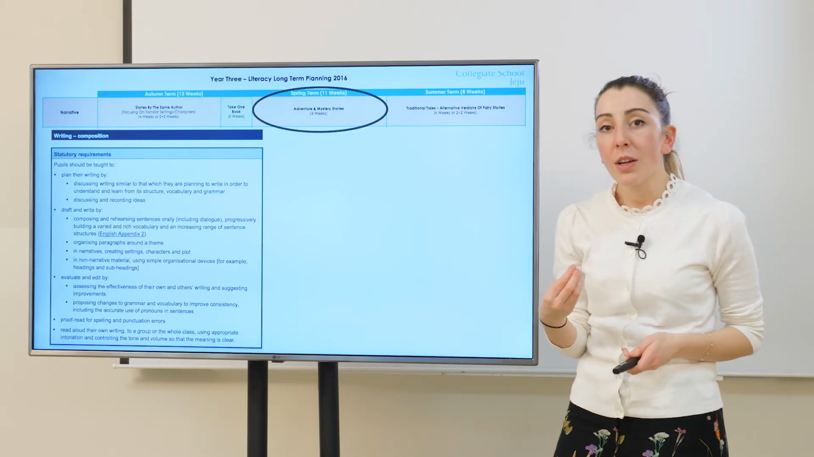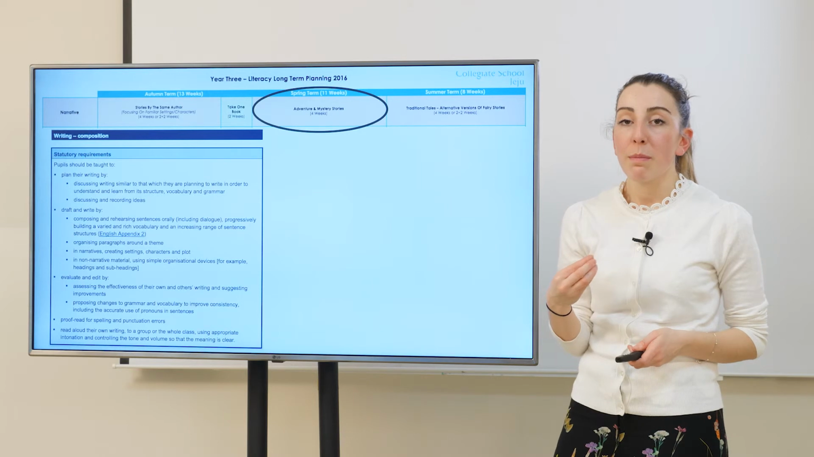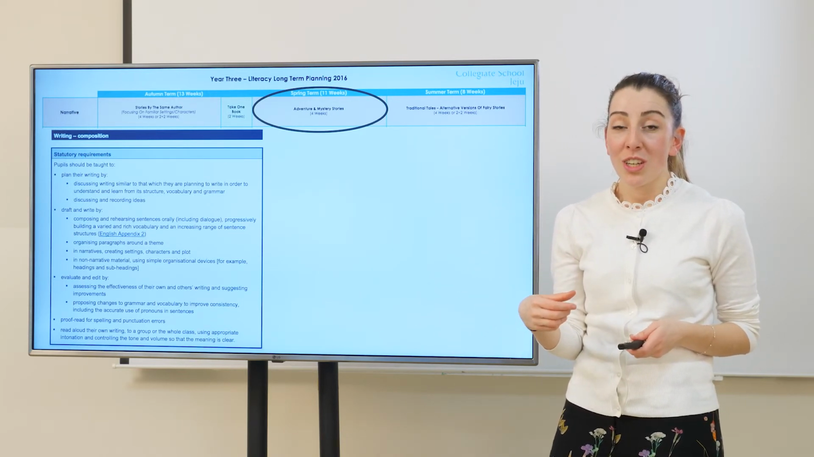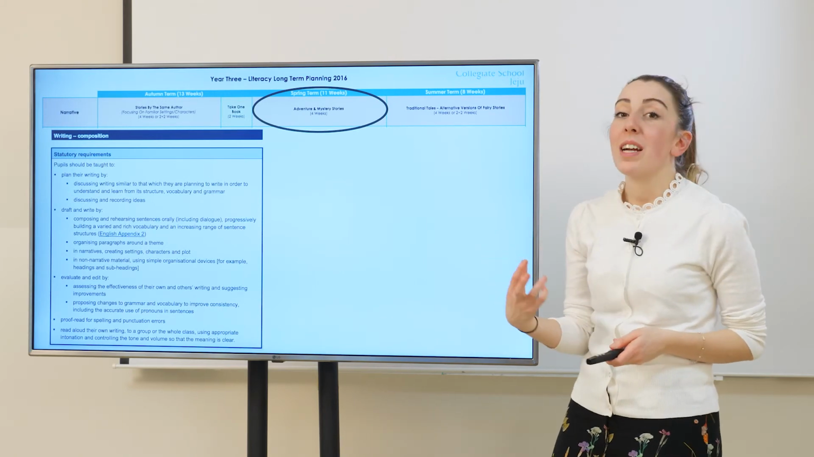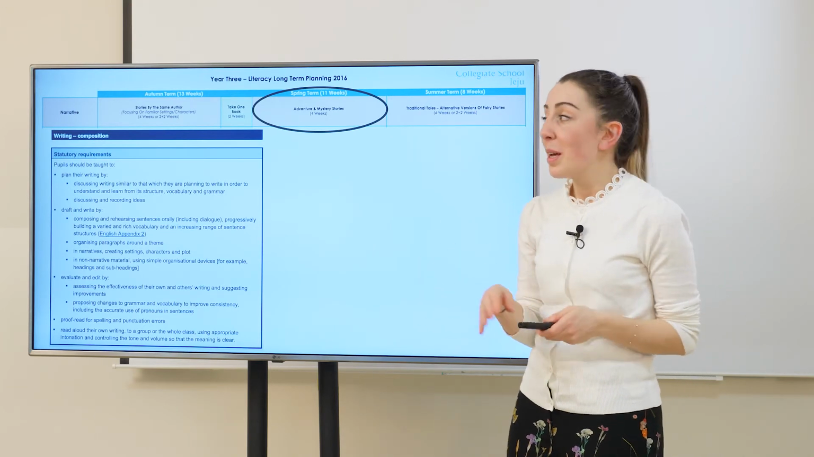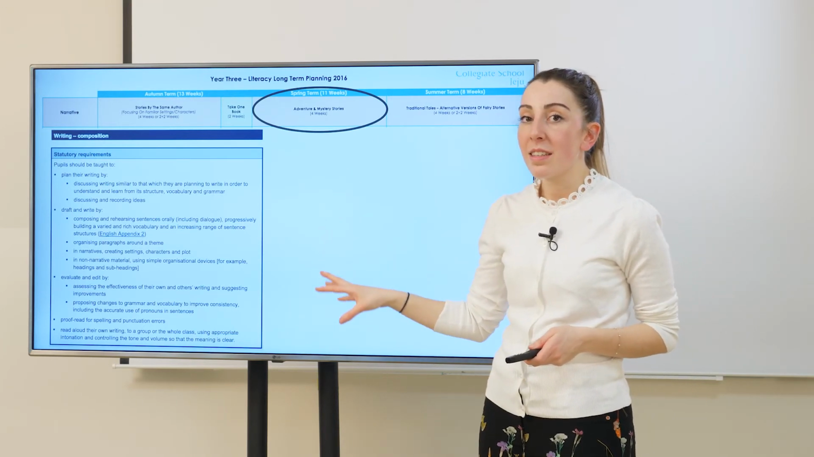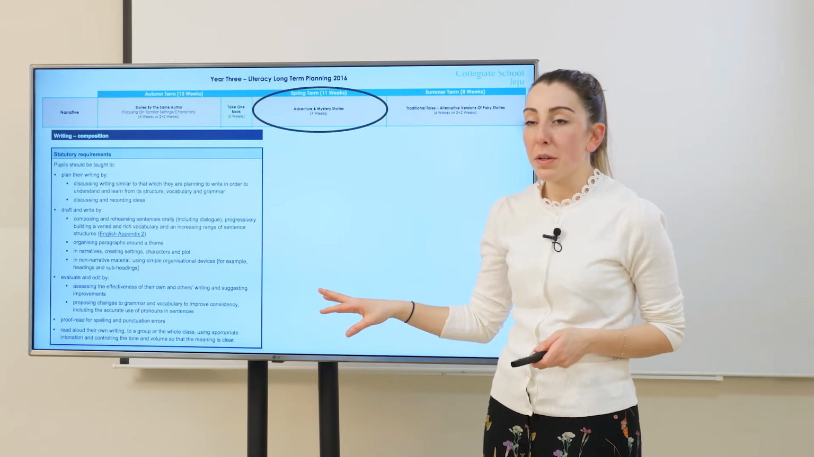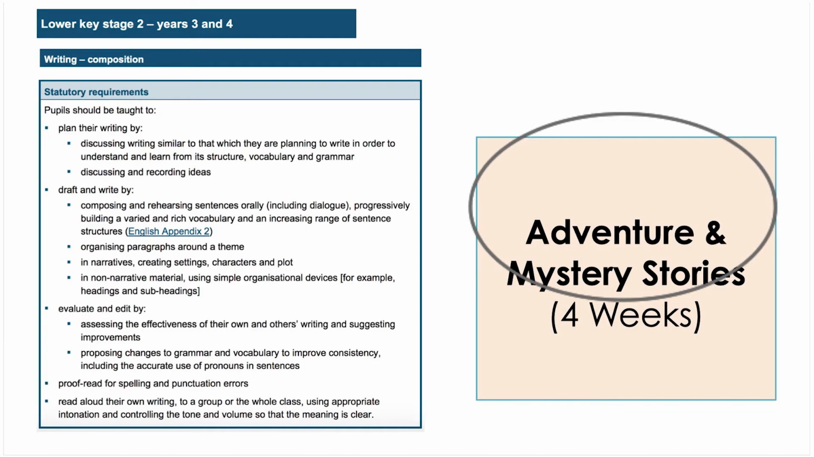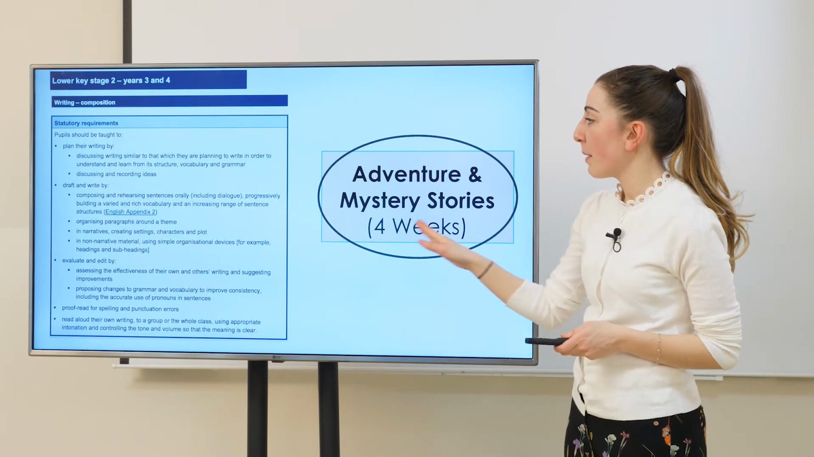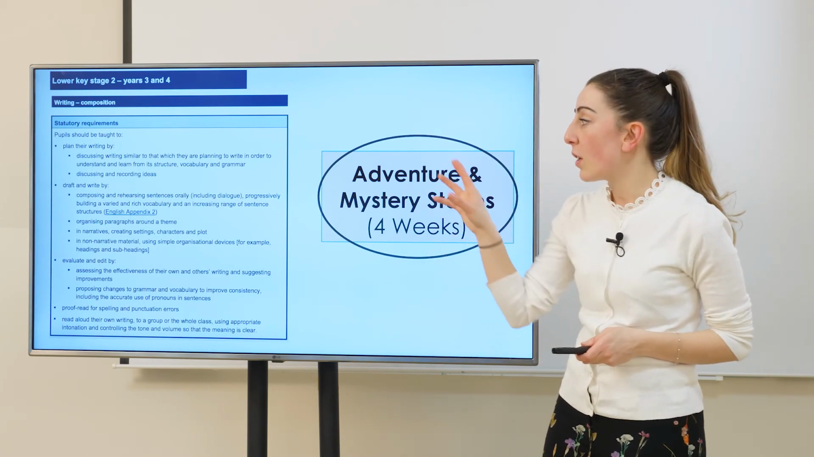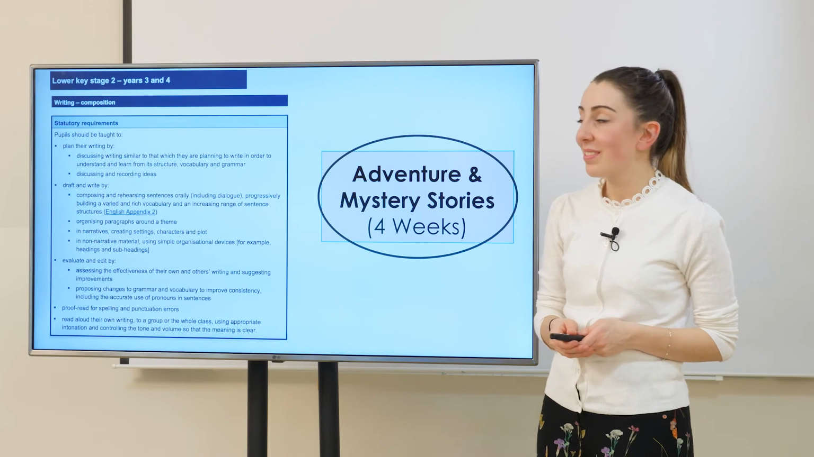So as a teacher, I know that I need to give opportunities to the children in my classroom to read out their story. Again, that's linked to spoken language, that's linked to reading, and that's linked to writing. All those three areas sometimes cross over, but in this case, these skills are what we need to know and what we need to focus on. Adventure and mystery stories. Here we go. 4 weeks we're going to spend on that. And I've also got to focus as a teacher on these objectives. I'm not going to read them all out. You can have a look at them.